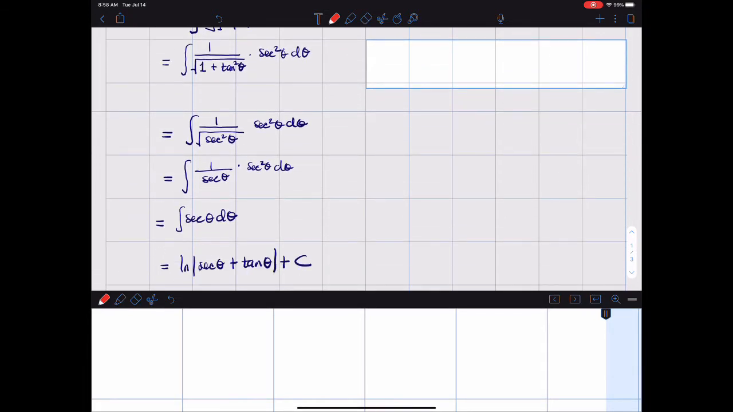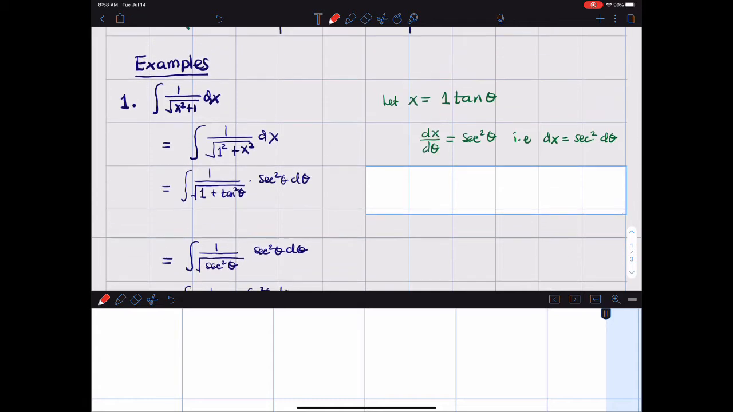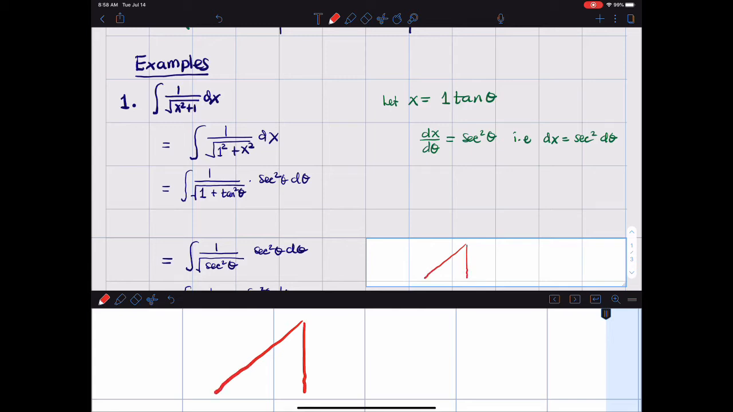We already know what tangent of theta is: x. What is secant of theta? Now let me show you how to do this. What you have to do is you draw a triangle, a right angle triangle, right?